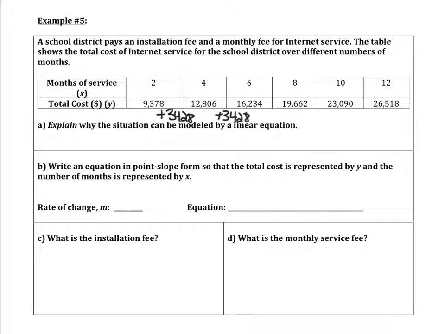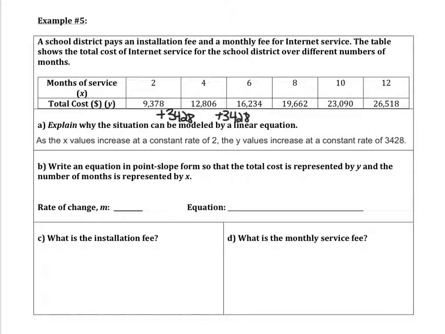So I can explain why the situation can be modeled by a linear equation by the fact that as the x values increase by 2 each time, the y values increase by 3,428 each time. So my final answer would be, as the x values increase at a constant rate of 2, the y values increase at a constant rate of 3,428. So again, this is my explanation as to why the situation can be modeled by a linear equation. And this should help you out with your AMs.